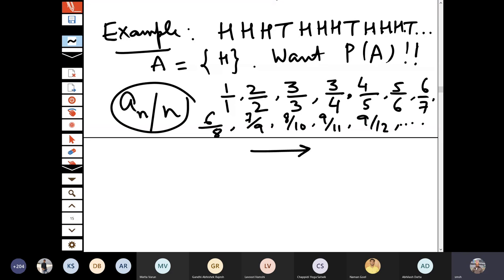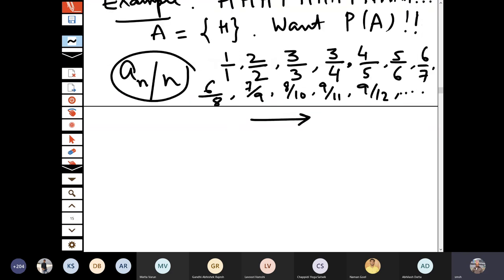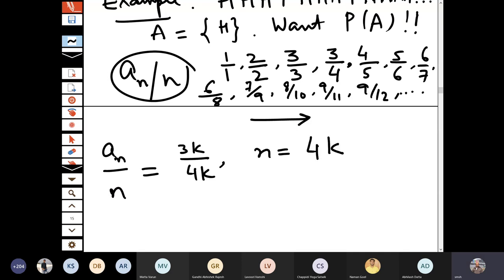Let us apply this definition. So let us use a little bit of mathematical argument here. See, what is the kind of numbers? If you look at every fourth number, it is of the type 3/4, then 6/8, then 9/12. So it is actually 3/4. So this number we can write as 3k/4k if n is of the form 4k. That is, every fourth outcome gives me 3/4.